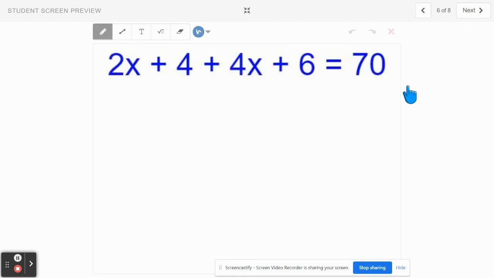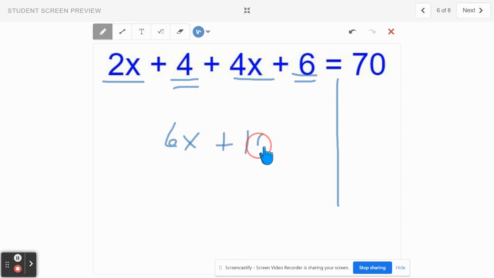Take your time on these. This one, like terms. Ooh, double line. Why is there double? Because there's also another set of like terms here too. Go for it. You guys can do this. This is going to become 6x, and this is going to become 10. All right? Sweet. That's a cool one. I like that one. Equals 70. You just bring down the 70.